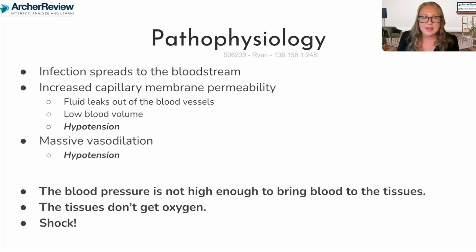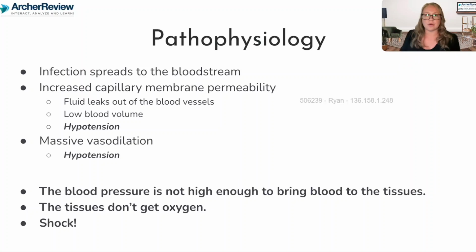Here's how it works. Infection gets in the bloodstream. Immune system responds. High alert, invader in the bloodstream. We are nervous about this. What it does, though, is honestly not super helpful. First, it increases the capillary membrane permeability. So all of those cells in the wall of the blood vessel that are usually nice and tight, they get wide. Okay, this is no bueno because now fluid can leak out of the blood vessels. It used to stay nice and tightly packed inside of there. Now we've opened up the gates, fluid just leaks right out of the blood vessels.